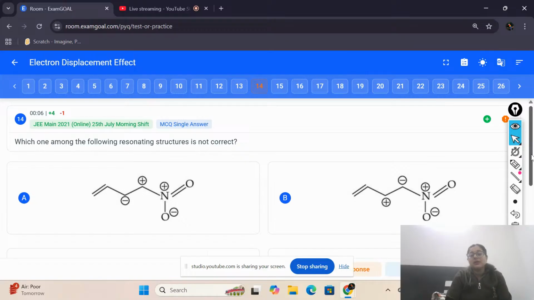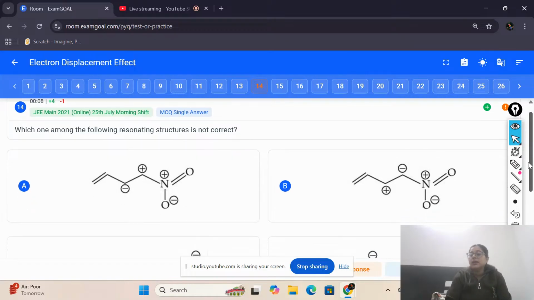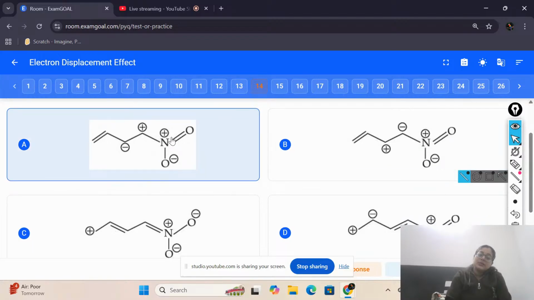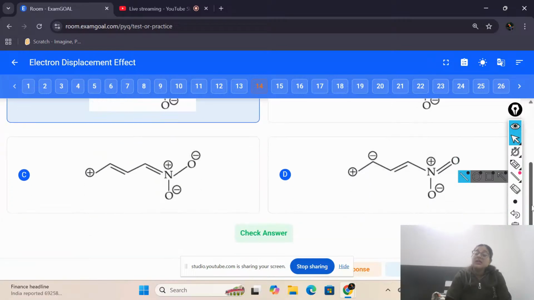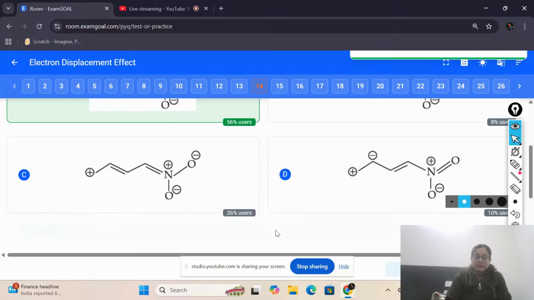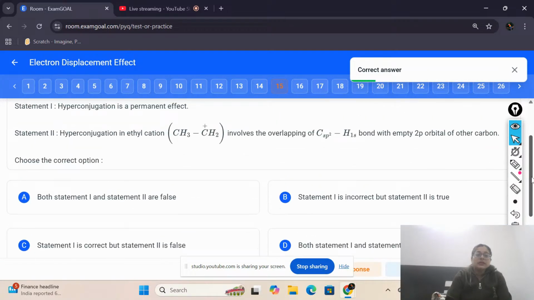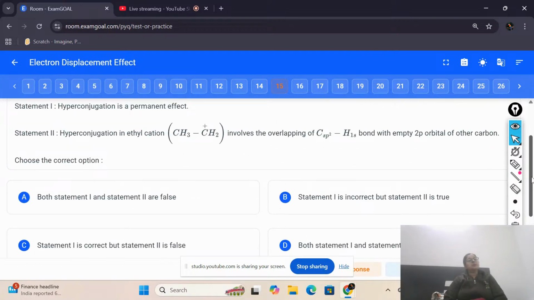Which one among the following resonance structures is not correct? Out of these four, one is not correct: the nitrogen carrying a positive charge and the adjacent carbon carrying a positive charge. It is not possible during the resonance. Positive negative is possible, positive negative is possible, and positive negative is possible. But the first, where positive positive is occurring, is not possible at all. So this is correct. Coming to the statements, hyperconjugation is a permanent effect.